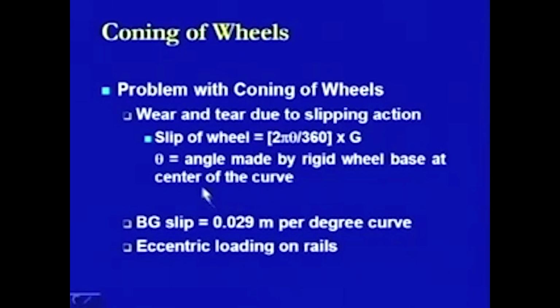Because of this slip of the wheel, there is a wear and tear action taking place. And as I have just told you in the previous diagram, there is an eccentric loading on the rail sections, and this eccentric loading causes bending or buckling of the rail sections. Therefore, we have to remove all those conditions. So there are certain measures which need to be taken with respect to the rail section, because the coning is already being provided on the wheels.